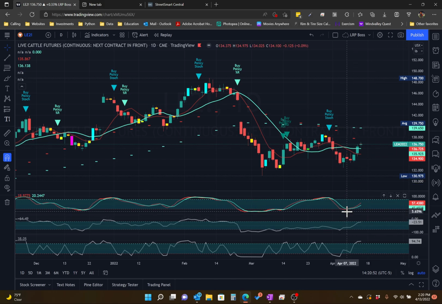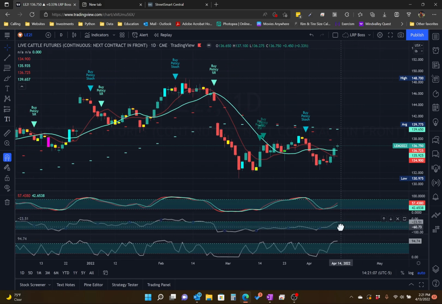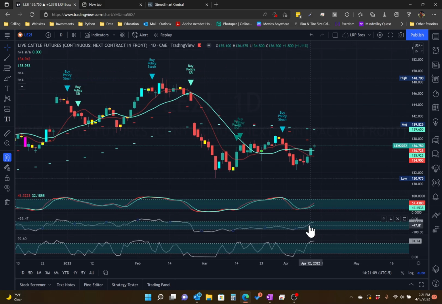But you can see the stochastics are marching higher, and even the Williams percent R is about to break over the minus 20 mark, which is kind of the overbought mark as well. I like to see this Williams percent R get above minus 20 and then just ride this thing out. If it gets above and stays, just keep riding it out, and once it dips back below that minus 20, that's usually a pretty good indication to get into your LRP or your LGM. So again, the cattle market's looking great.